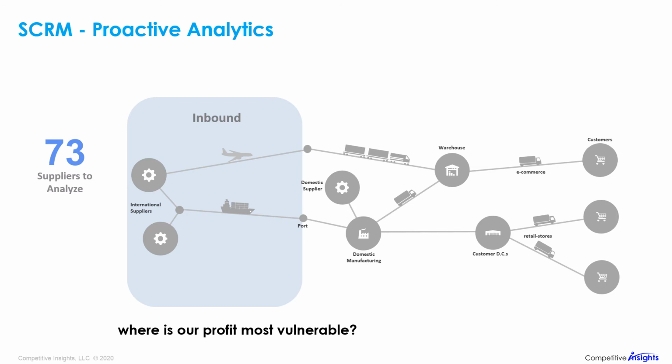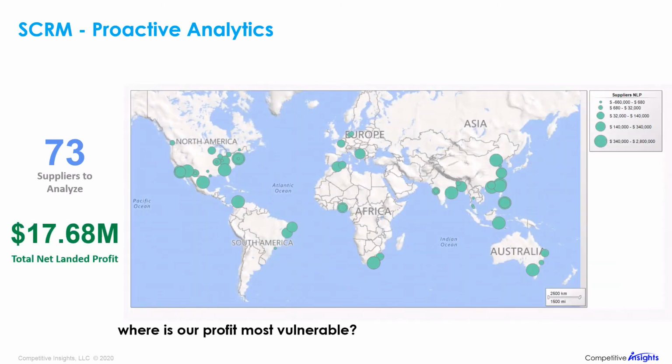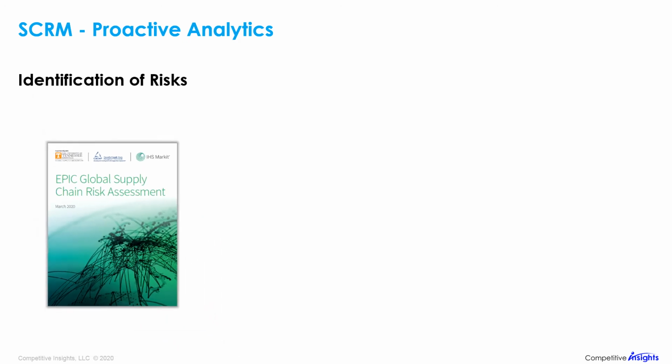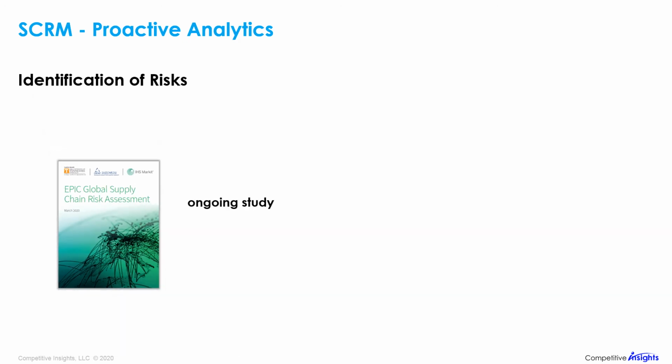These suppliers created just under $18 million in profit. And the question was, should we prioritize who to look at? I don't know if you've had an opportunity, but CSCMT worked with the University of Tennessee and one other group, and they did a very good research project, which is ongoing, to be able to look at the actual risk of doing business in particular countries.